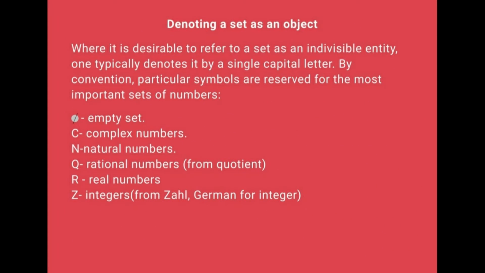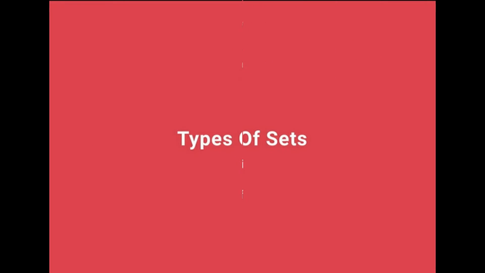Noting a set as an object, where it is desirable to refer to a set as an individual entity, one typically denotes it by a capital letter. By convention, particular symbols are reserved for the most important sets of numbers.